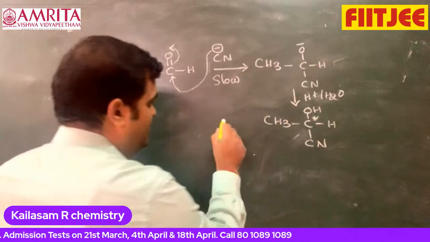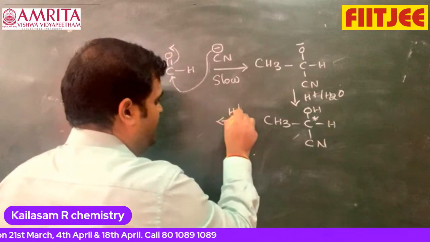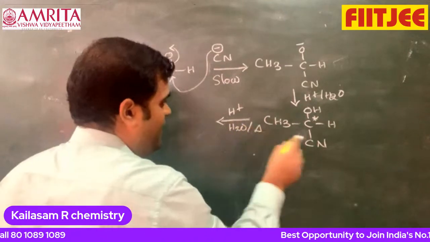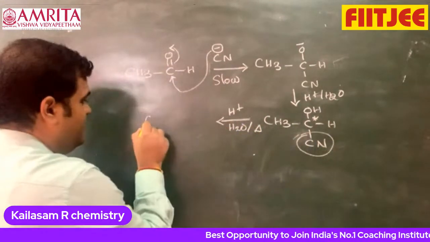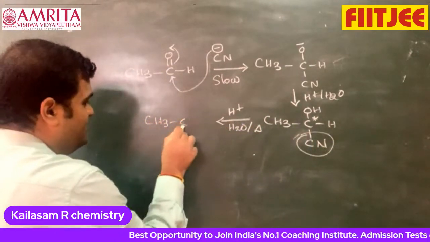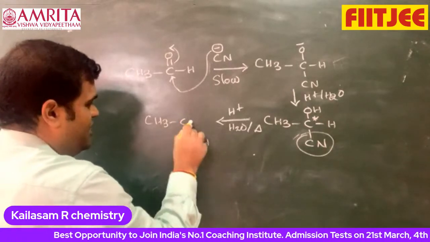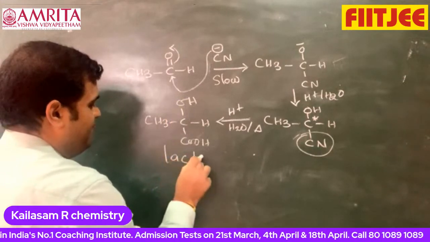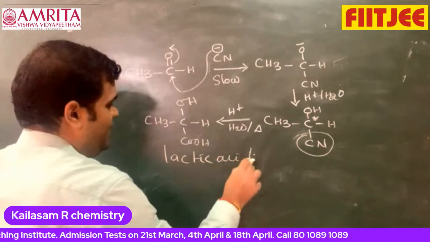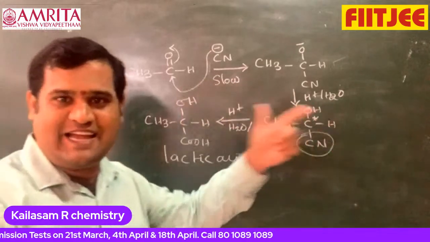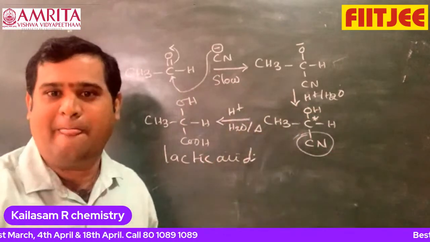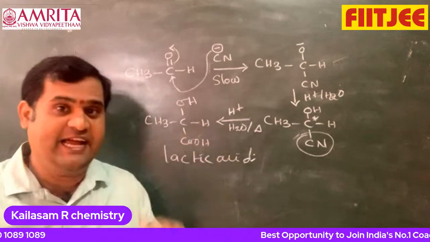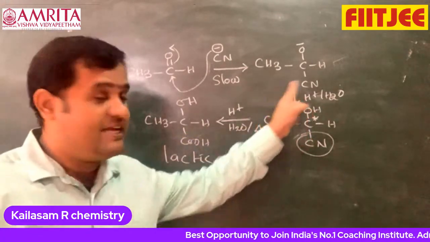Now if you do hydrolysis in strong acidic medium, with H plus, or H2O and heating, the CN becomes what? CH3, C, COOH, with H and OH. It is called lactic acid. You may get plus as well as minus lactic acid. You will get a racemic mixture. So in cyanohydrin formation from acetaldehyde, you end up with the racemic mixture.